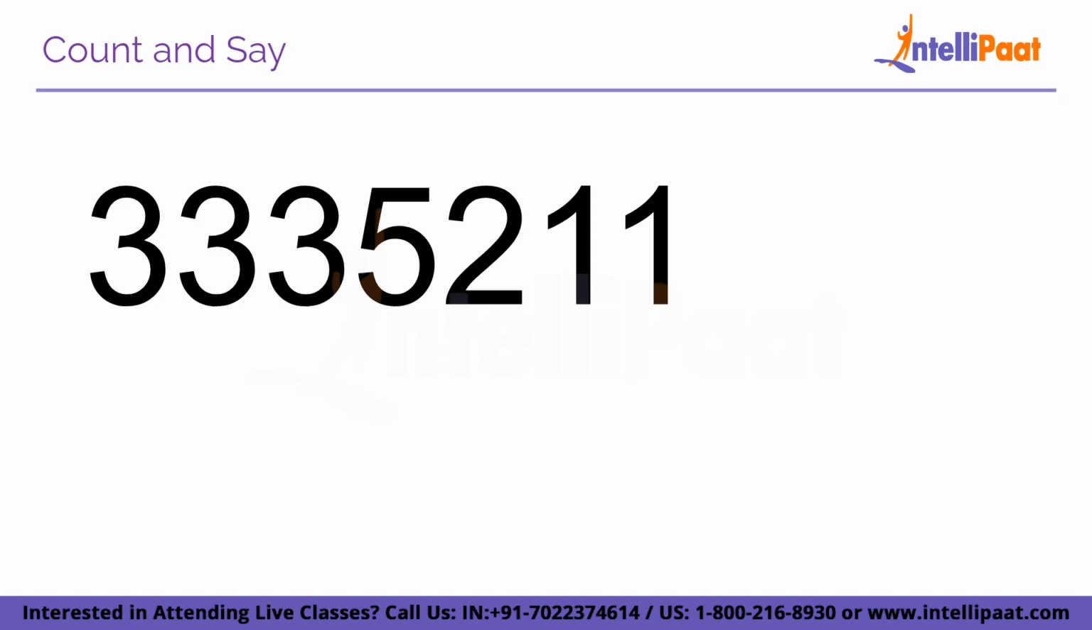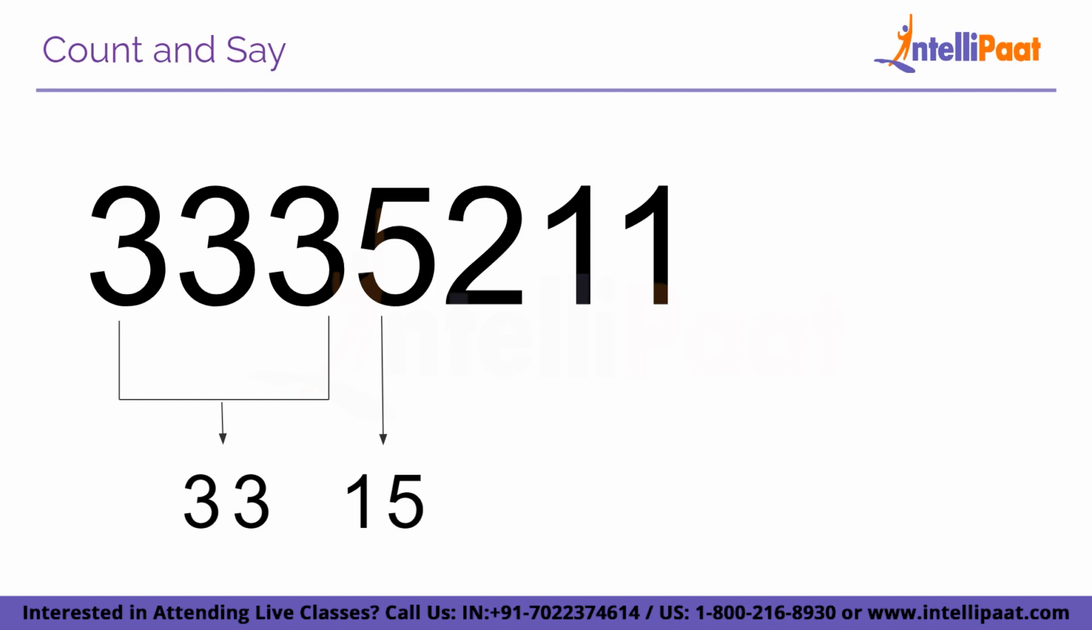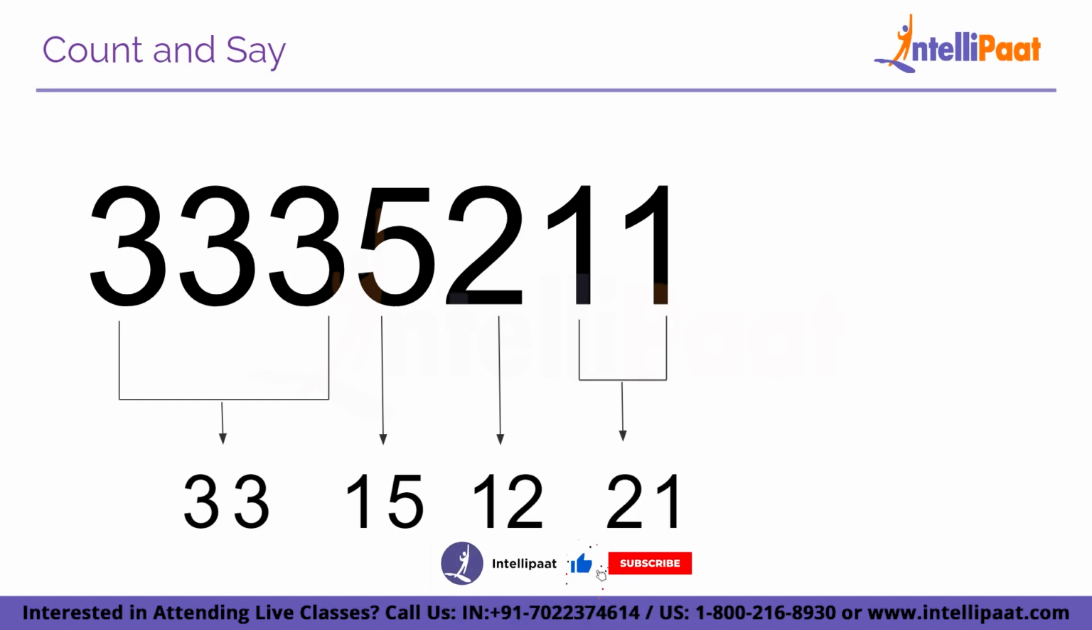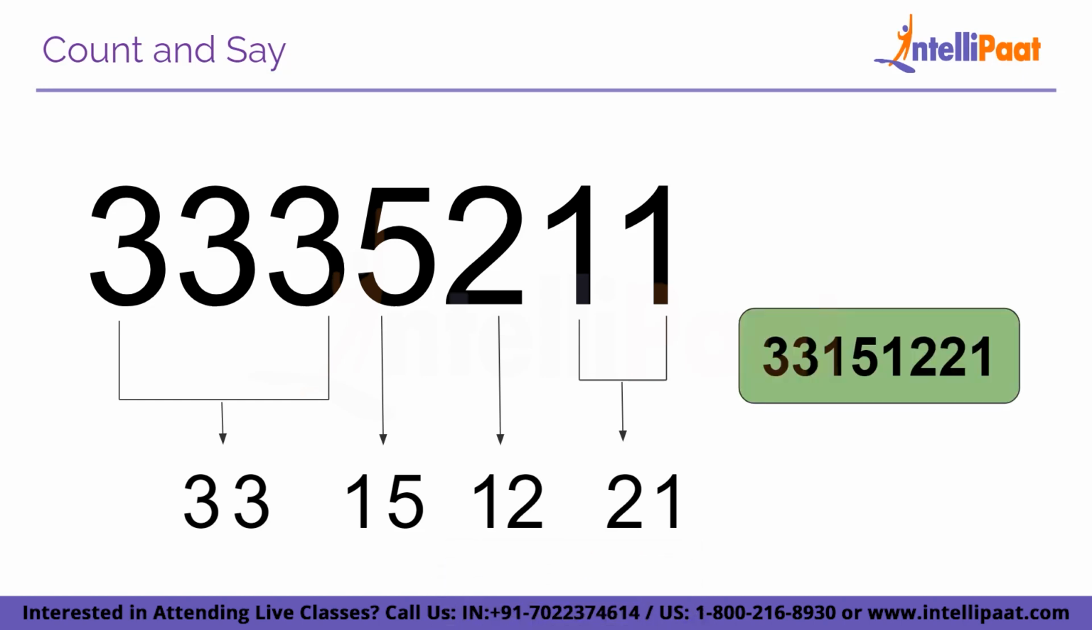Suppose we have a number 3335211. Here we can see that the frequency of 3 is 3, so we will write 3 and the number itself. Now moving forward, the frequency of number 5 is 1, so we will write 1 and the number itself. Now moving forward, the frequency of number 2 is 1, so we'll write 1 and the number itself. And finally, the frequency of number 1 is 2, so we will write 2 and the number itself. Hence, we will return the output as 33151221.